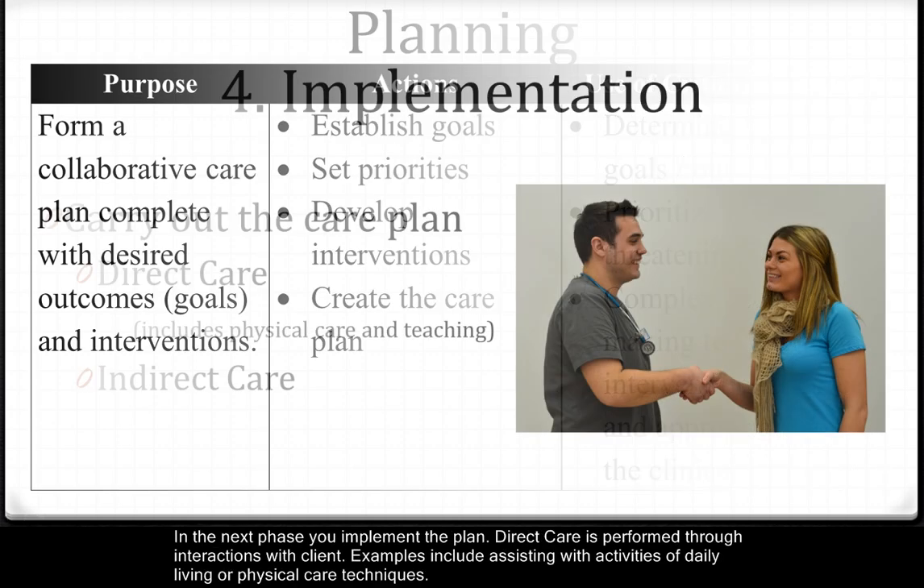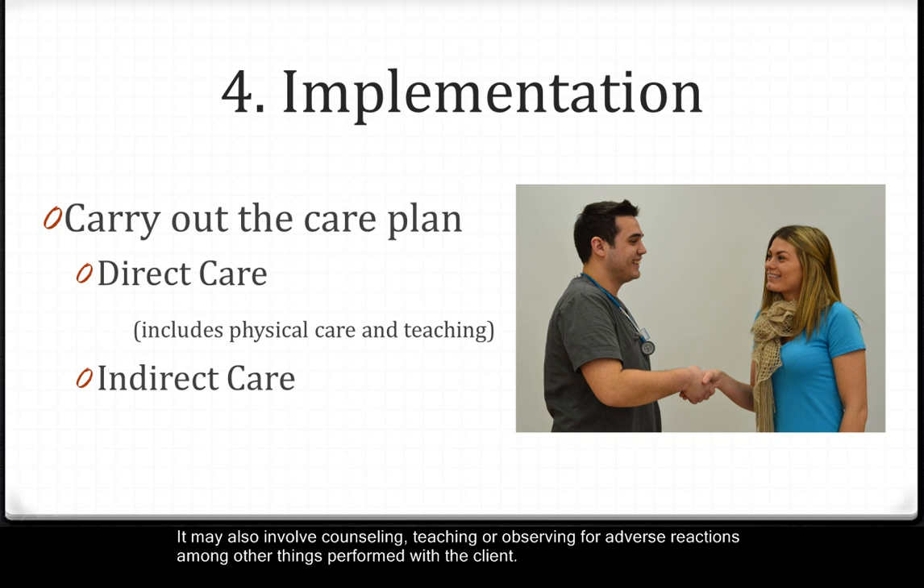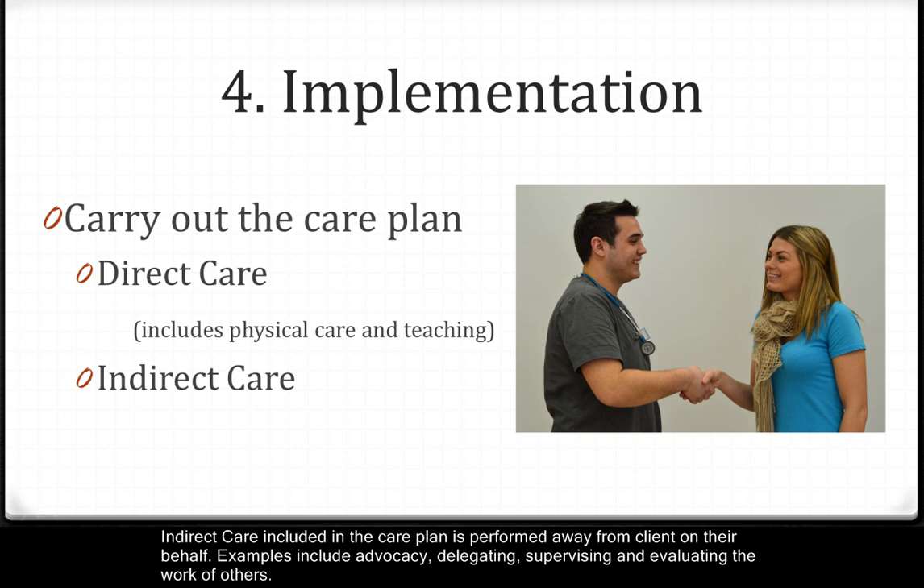In the next phase, you implement the plan. Direct care is performed through interactions with the client. Examples include assisting with activities of daily living or physical care techniques. It may also involve counseling, teaching, or observing for adverse reactions, among other things performed with the client. Indirect care included in the care plan is performed away from the client on their behalf. Examples include advocacy, delegating, supervising, and evaluating the work of others.